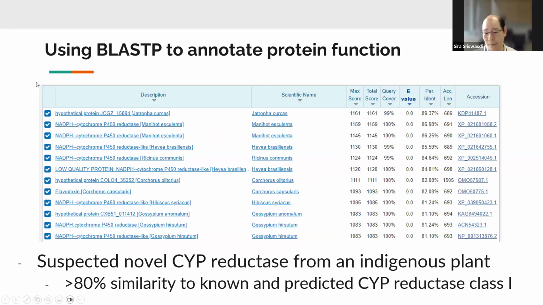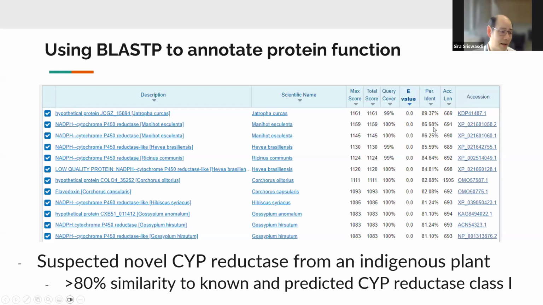So this is an example. I take a protein sequence from a new indigenous plant in Thailand. We suspect it to be a CYP reductase, so it's a familiar protein. So we search this in NCBI, and we get something very similar. The coverage is almost 100%, so that means it's a full-length protein.